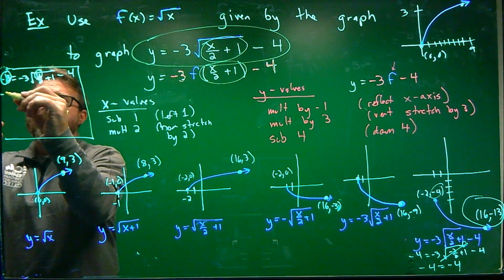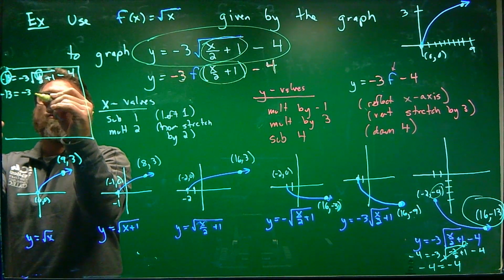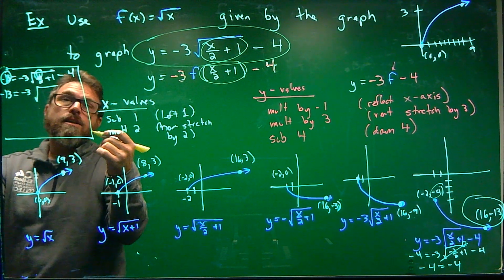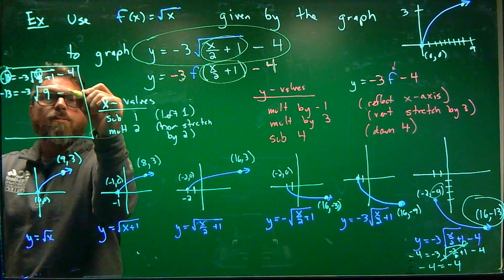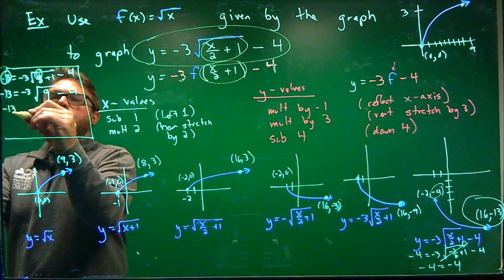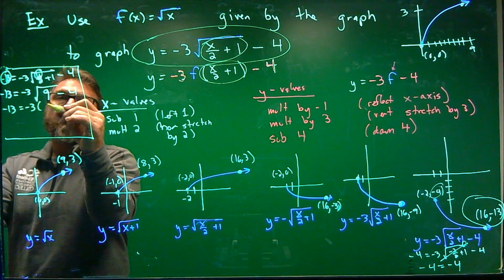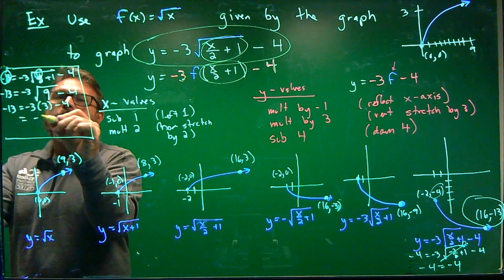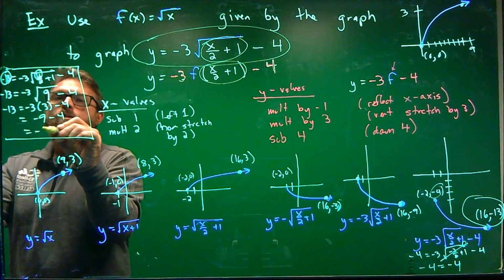So let's check it out. So minus 13 is equal to negative 3 times the square root of 16 over 2, which is going to be 8, plus 1, which will be 9 in the radical, minus 4. So now minus 13 is going to be minus 3 times the principal root of 9, which is going to be 3, minus 4. So this is minus 9 minus 4, which is actually equal to minus 13.